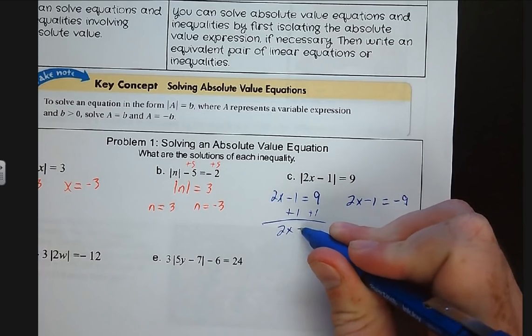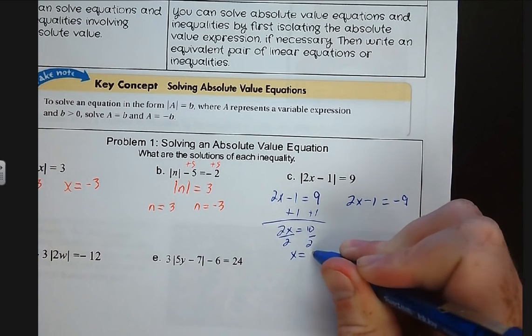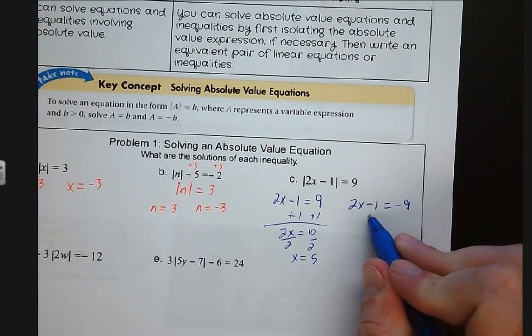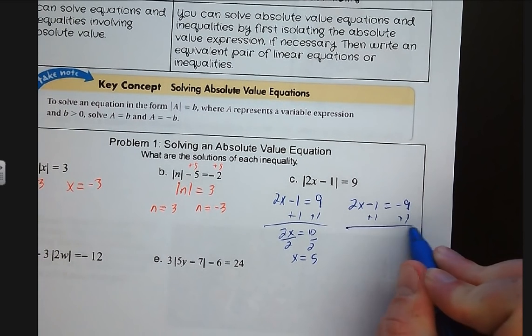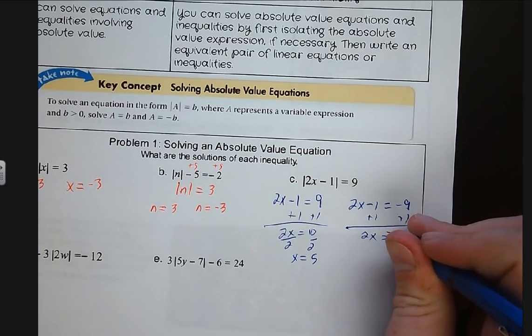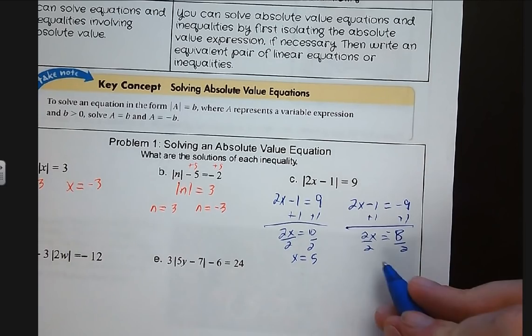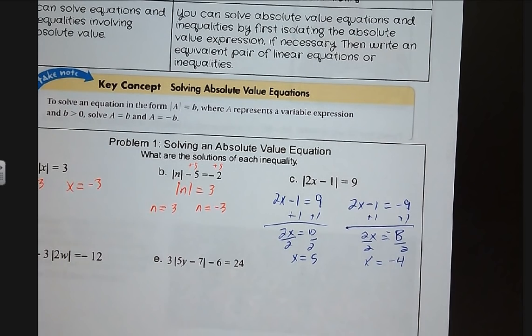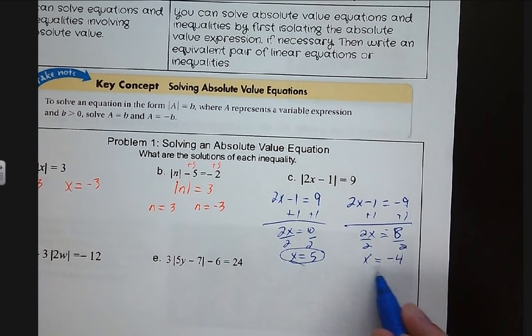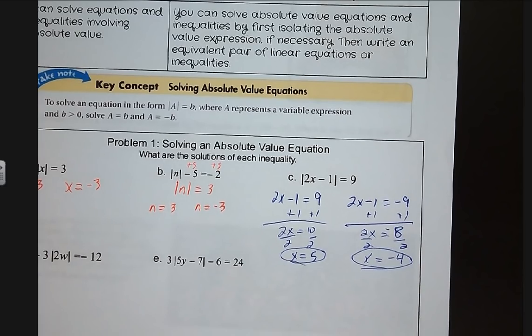So solve these the way we have all other equations. 2x equals 10, divide by 2, and x is equal to 5. Add 1 to both sides. 2x equals negative 8, divide by 2, and x is going to be equal to negative 4. So those are our 2 solutions for that equation.